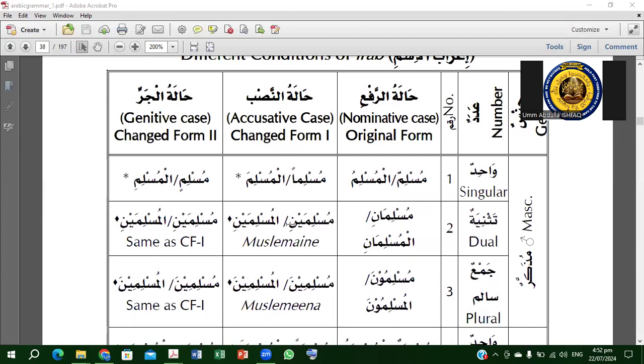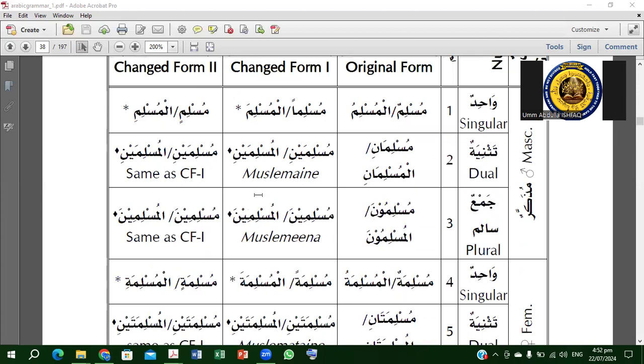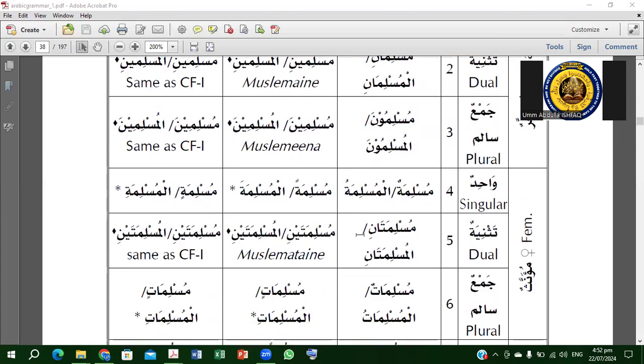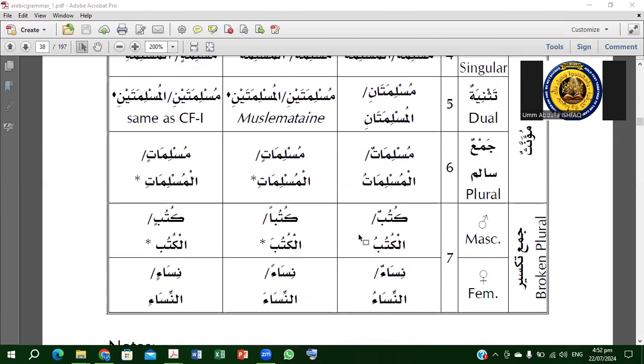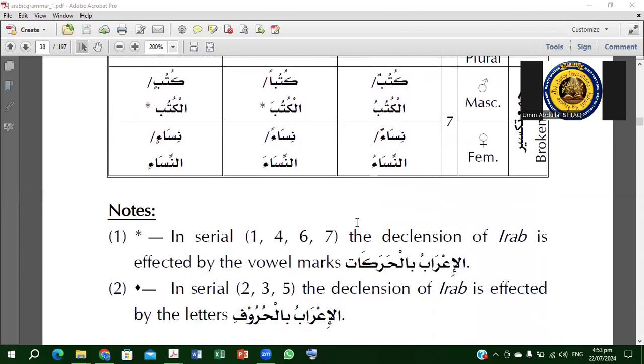You already done it in another form, in another colorful one, right? I'm just consulting a book today. So this is a Muslim chart. You already are familiar with it. Okay, there is another example, kutubun. This is plural, kutubun. This is the plural of kutub. Sorry, I mean kitab. Singular is kitab, the plural is kutub. So kutubun halat rafa, kutuban halat nasab, kutubin halat jar.